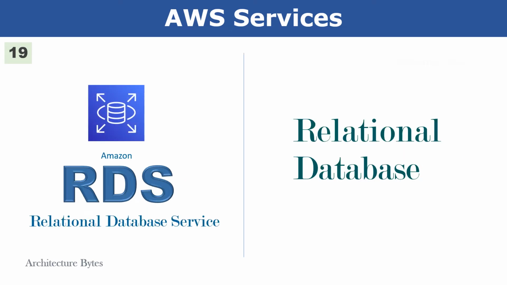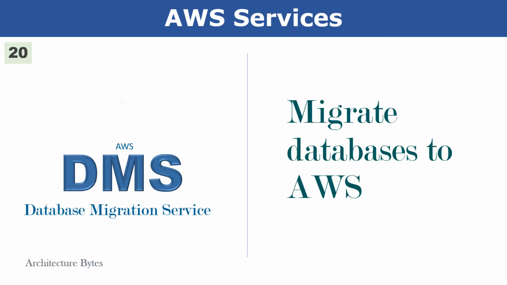RDS, Relational Database Service, is a managed service for RDBMS on AWS. It supports many database engines like MySQL, Postgres, Oracle, SQL Server, and so on.